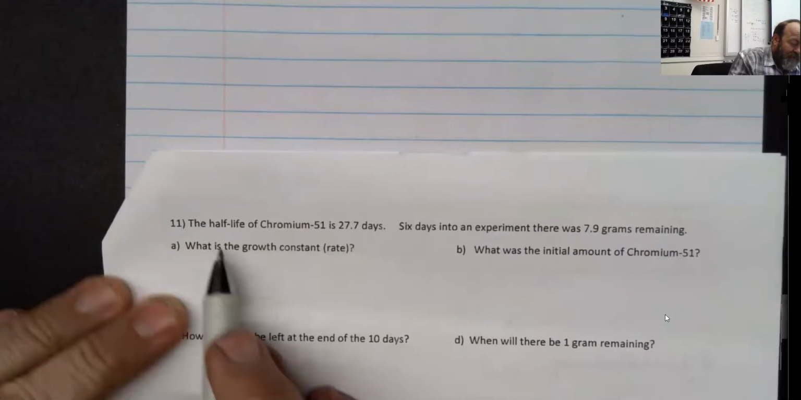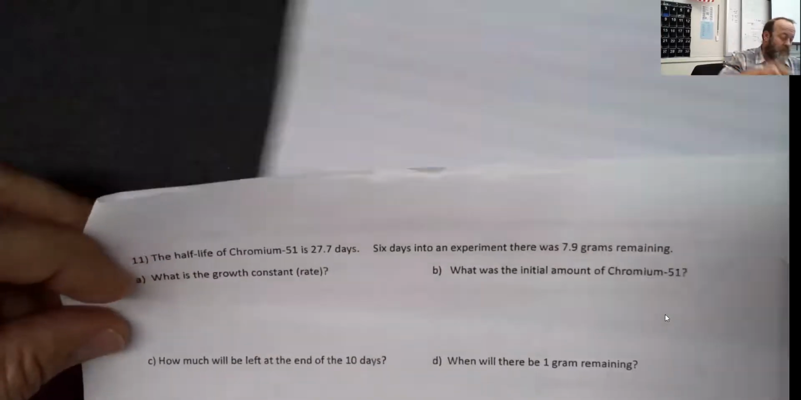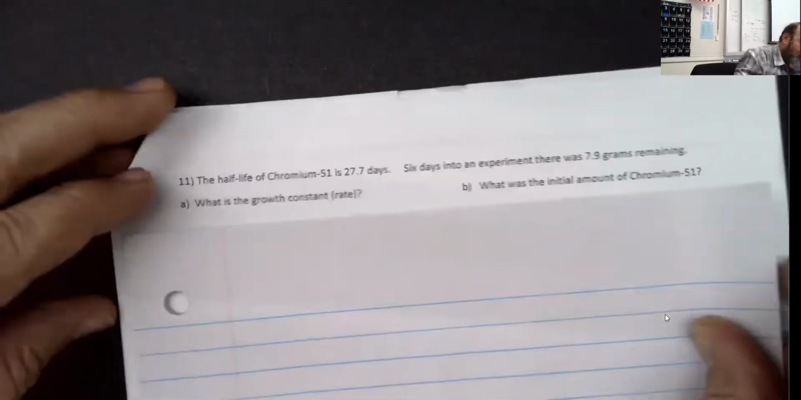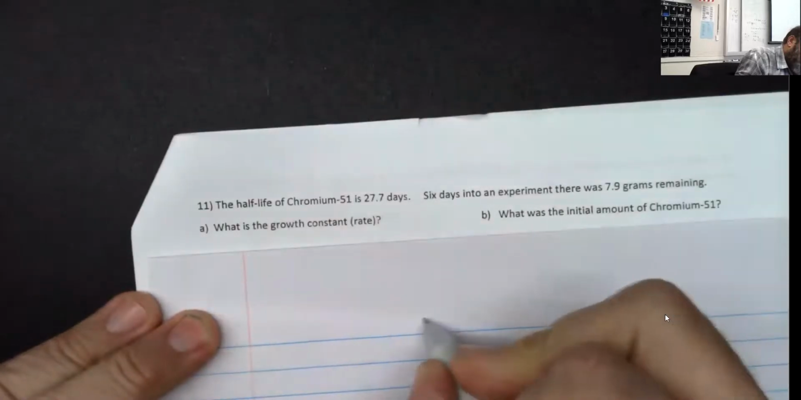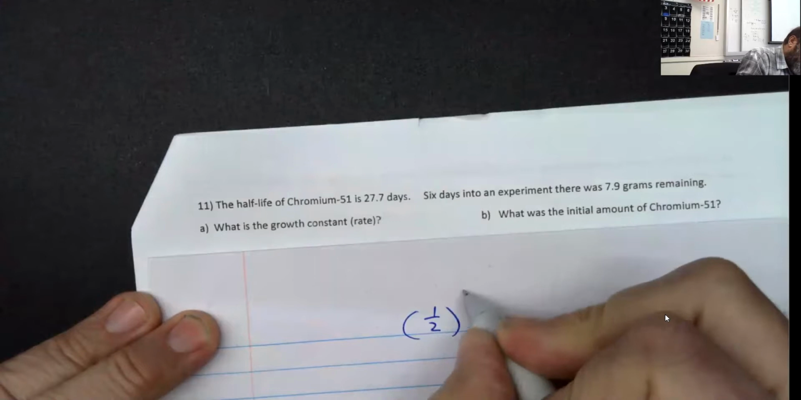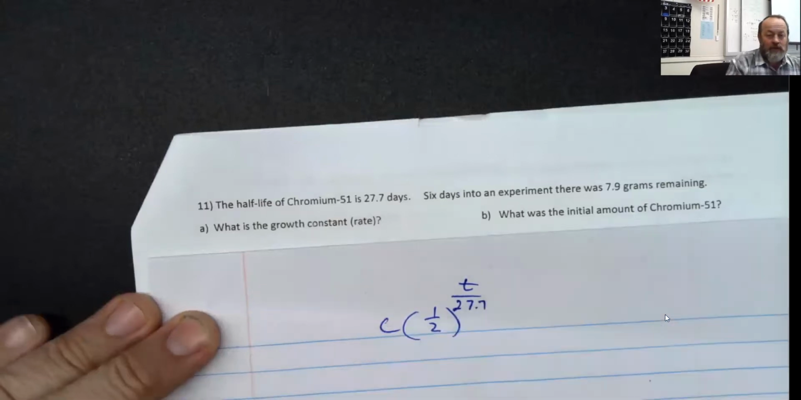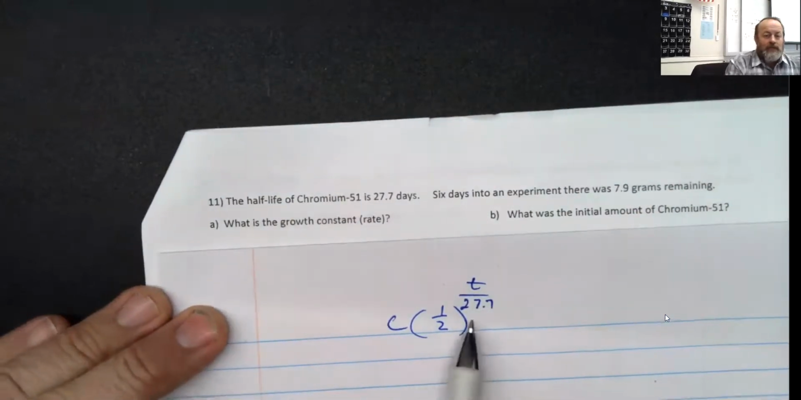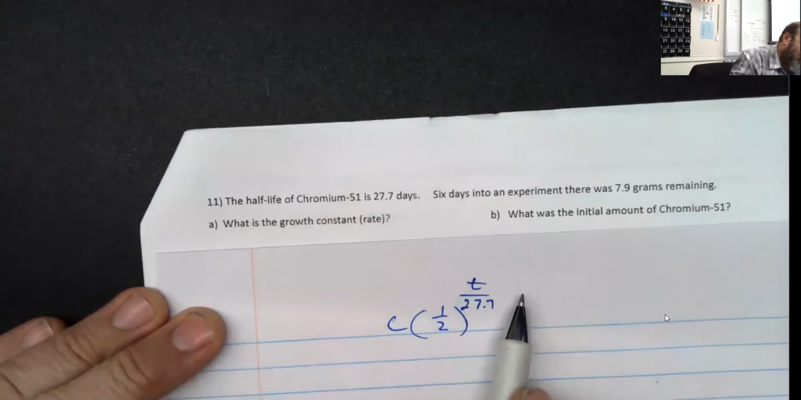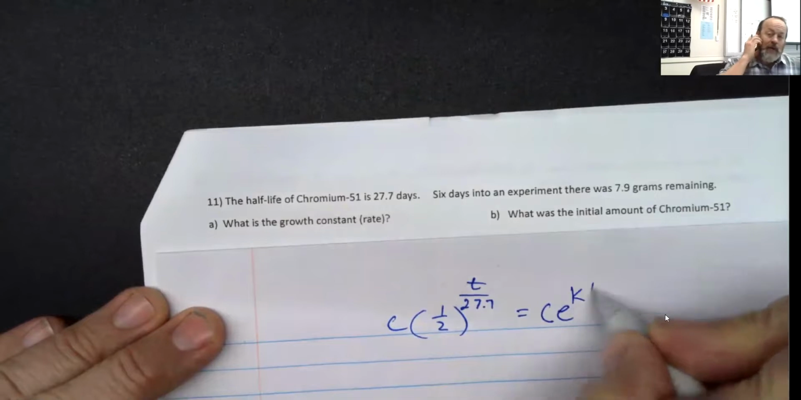The half-life of chromium 51 is 27.7 days. When I look at those things, what I know is that in a physics class, they would like you to say the amount you would have is your initial condition times 1/2 to the t over 27.7, whereas in a calculus class, we like to do it this way.